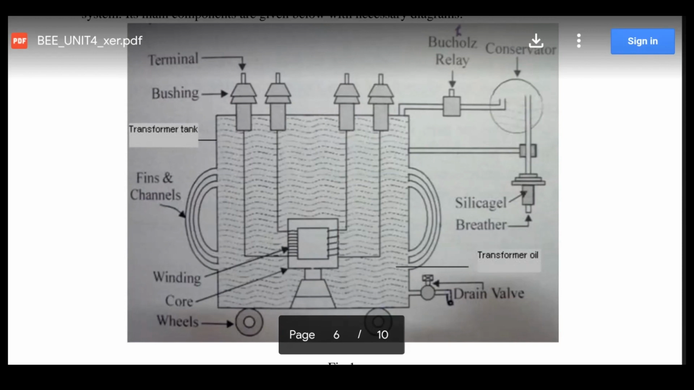Adjacent to these, this transformer core is generally placed at the bottom of the transformer. It is not hanging in the transformer tank, it is placed at the bottom. Okay, because it has some weight, so it is not possible to hang it. So windings are wound on the limbs of the core.